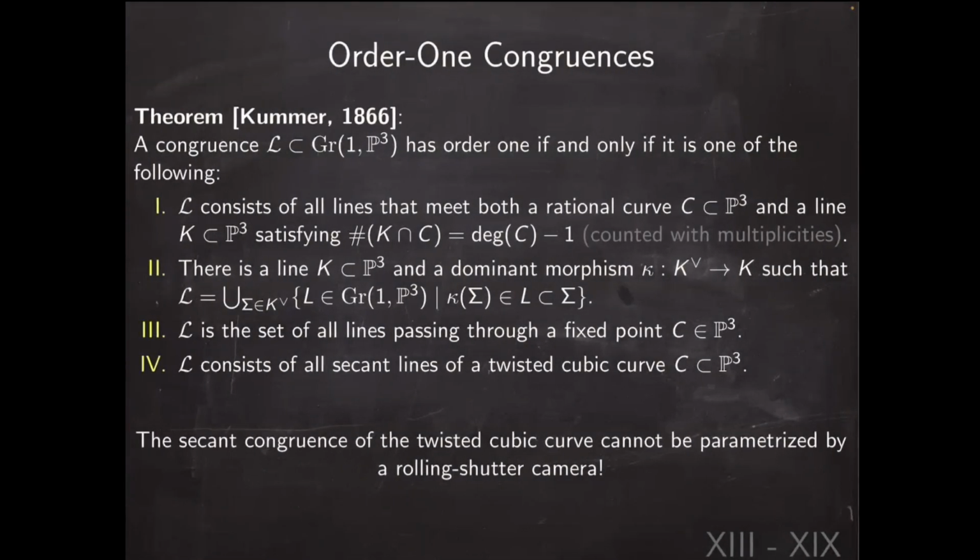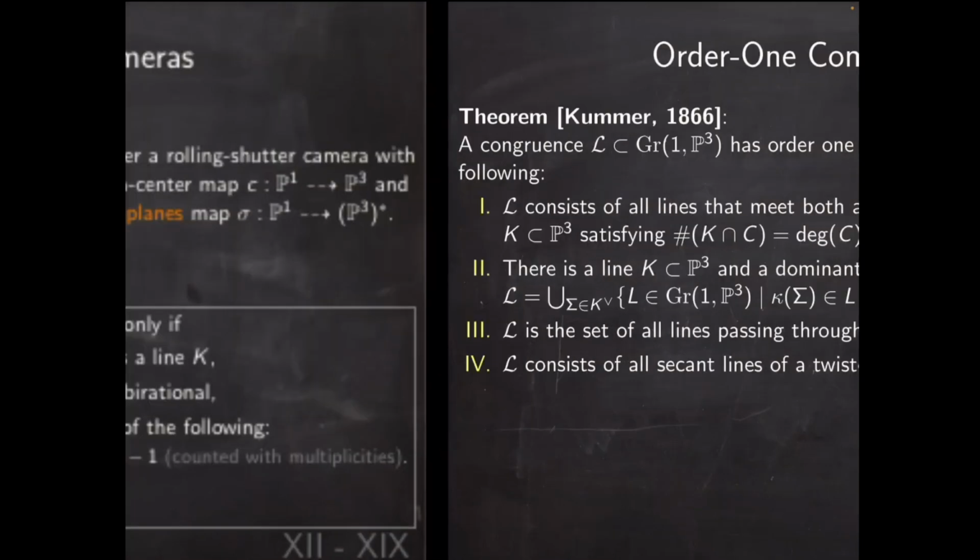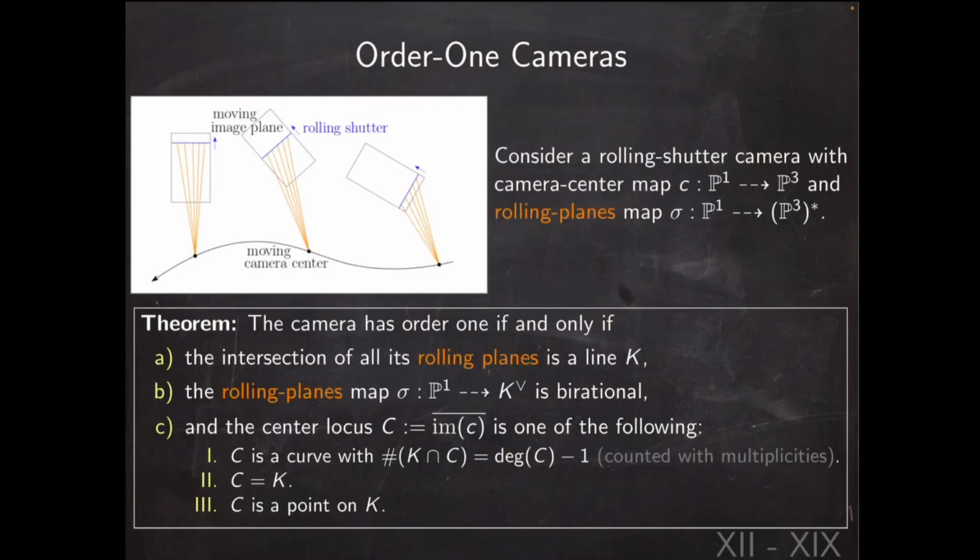So now we have a theorem on how order 1 cameras look. These orange planes have to meet in a line. There has to be this birational map that parametrizes them, and our curve where the camera moves is also very restricted.